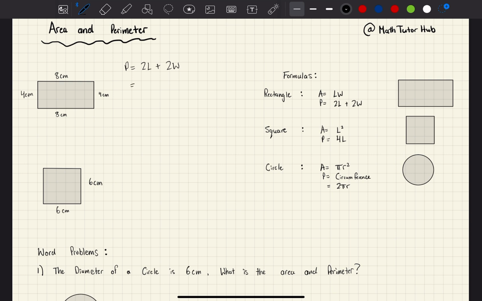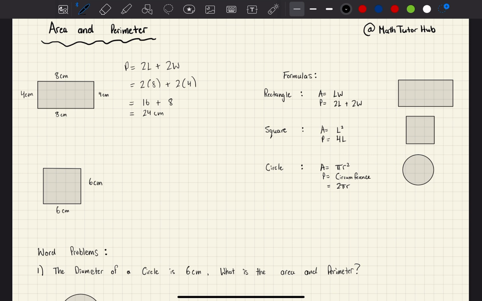So let's plug in the variables for length and width. So 2 times the length, which is 2 times 8, plus 2 times the width, which is 2 times 4. We can do those calculations. 2 times 8 is 16, plus 4 times 2 is 8. Adding those two values, we get 24 centimeters as our perimeter. Good.